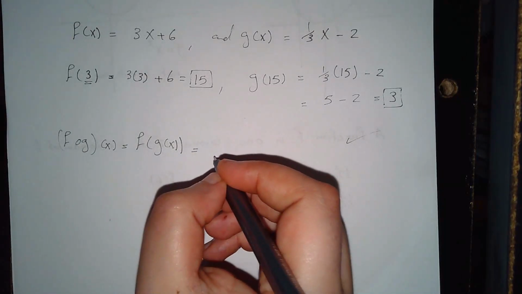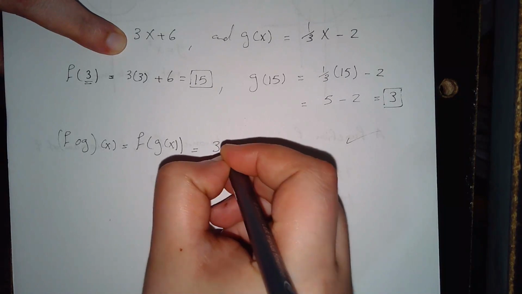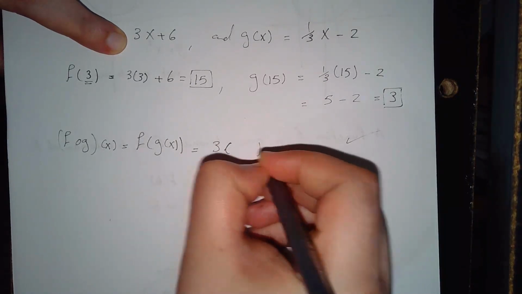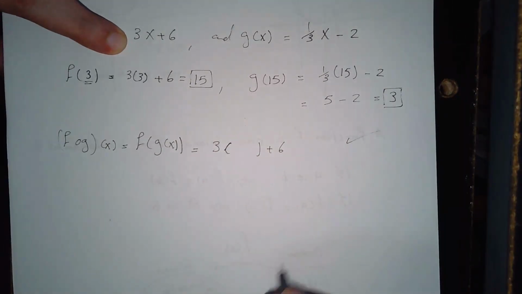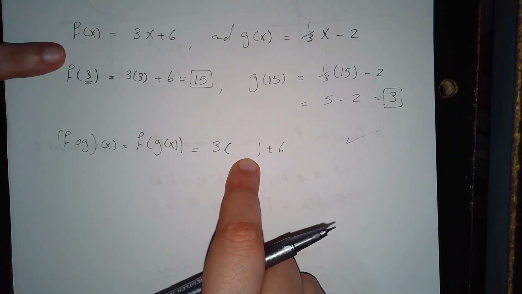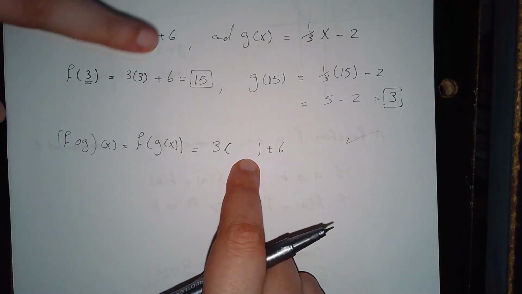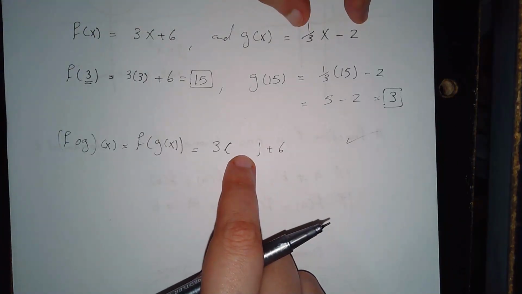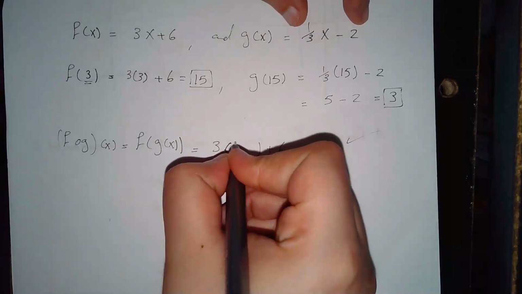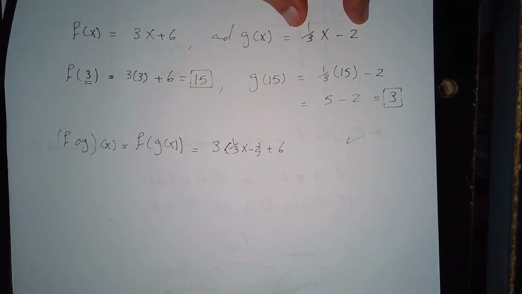First, I'm going to write what f of x is, which is what? 3x plus 6, right? And notice inside of the x, I left a blank, because that is where you're going to plug in the g of x. So now, instead of the x, I'm going to write down this whole thing, because that's how you plug it into the function. So now we have a third times x minus 2. Yeah?